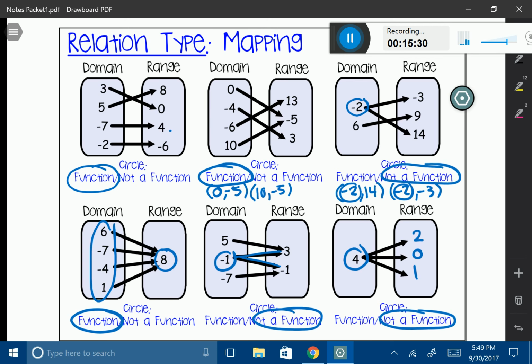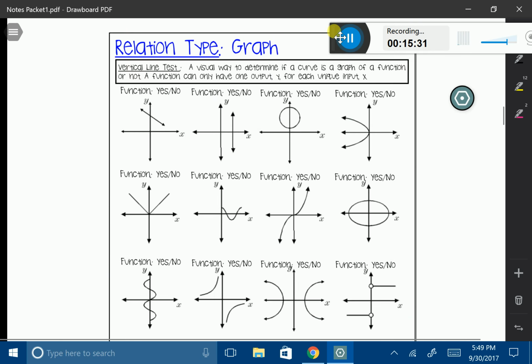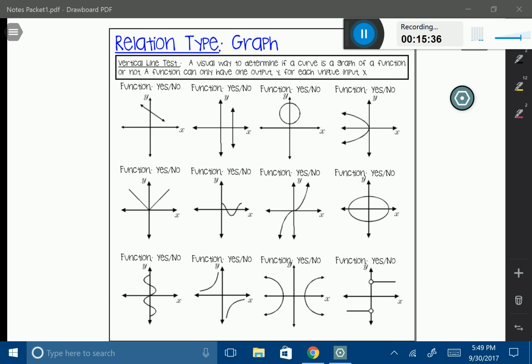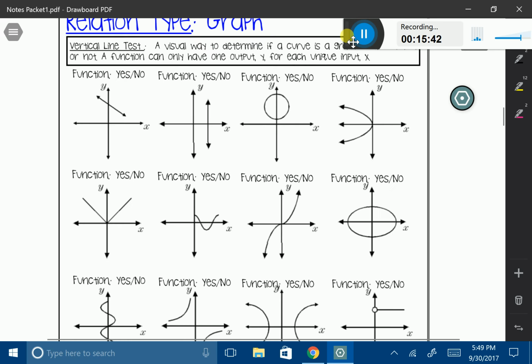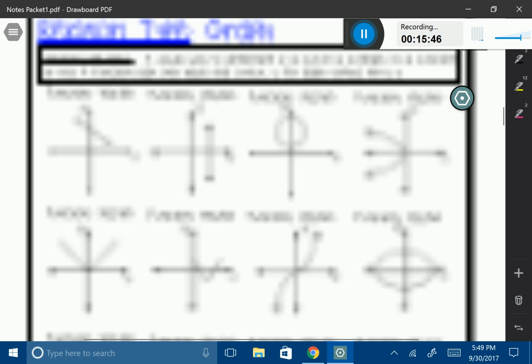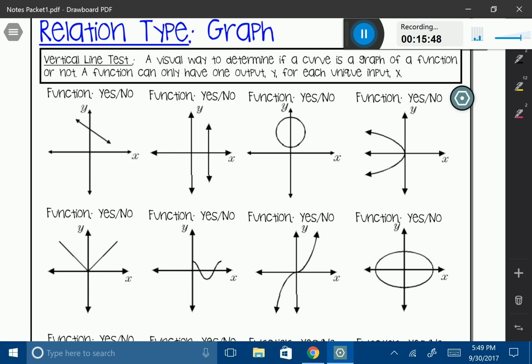Okay, the last type of relation or relationship is a graph. And to determine if a graph is a function, we actually use this thing called a vertical line test. I'm actually going to zoom in a little bit. A vertical line test is basically a visual way to determine if a curve is a graph of a function or not. A function can only have one output, y, for each unique input, x. So we're going to use this vertical line test.